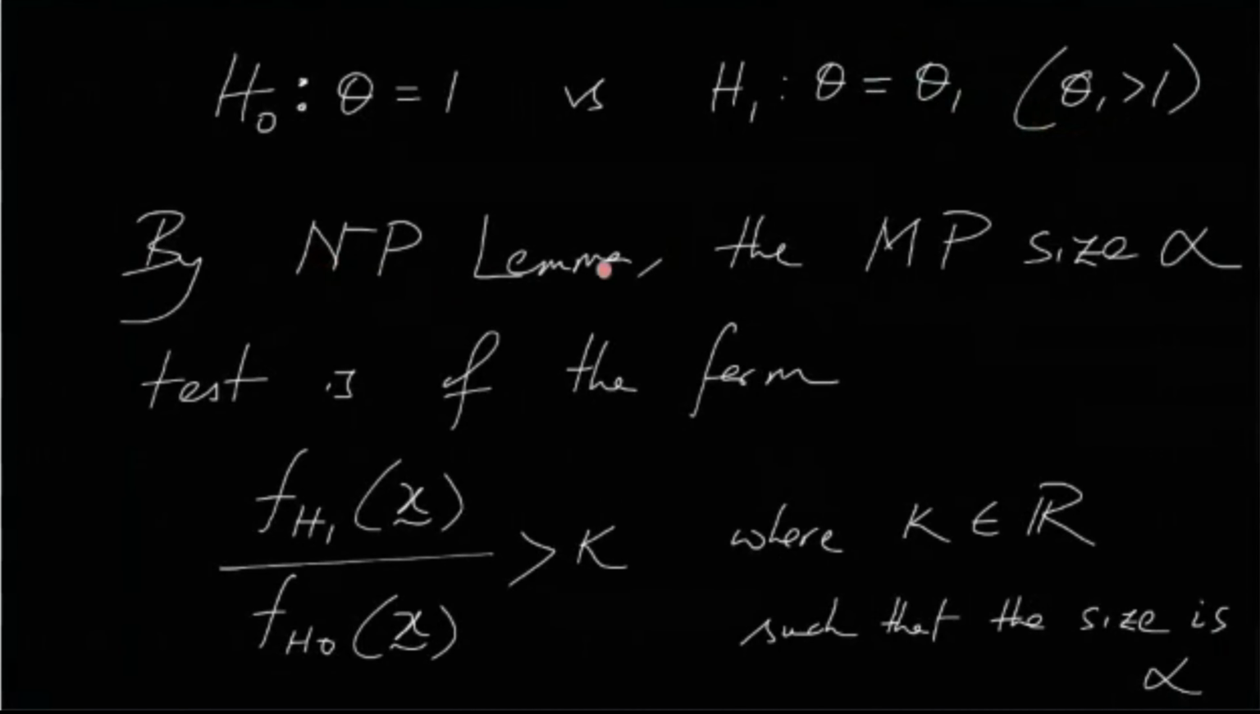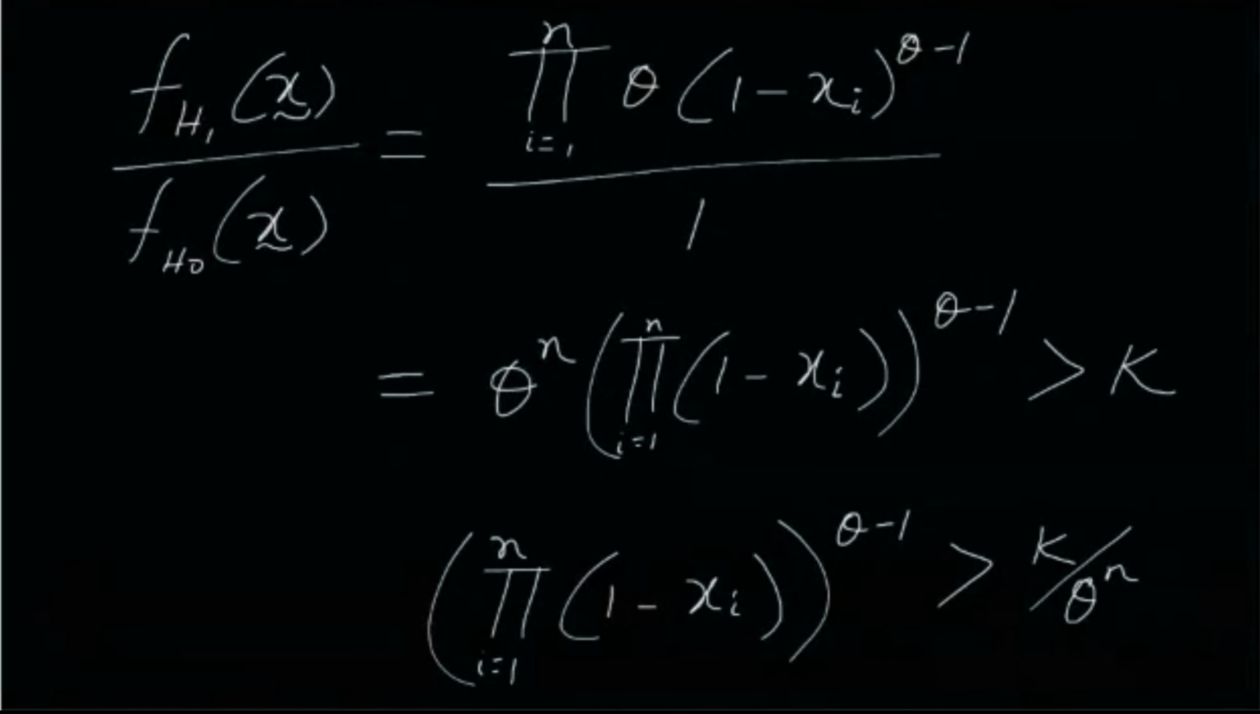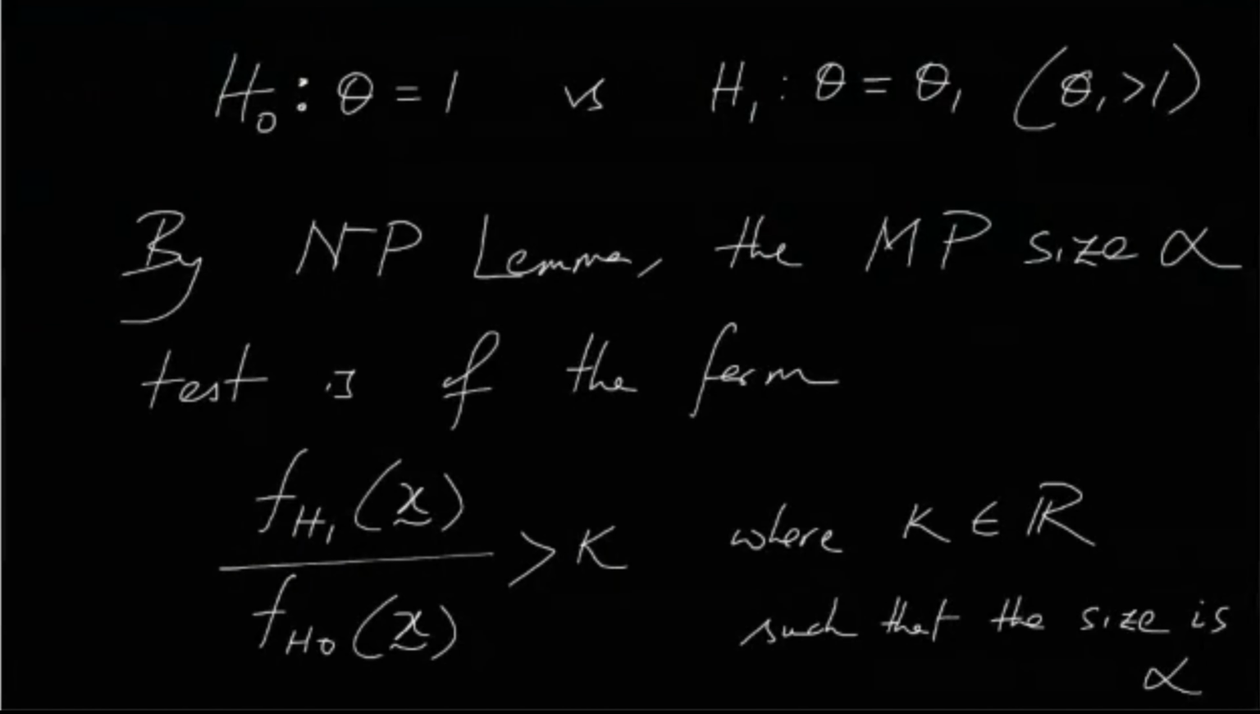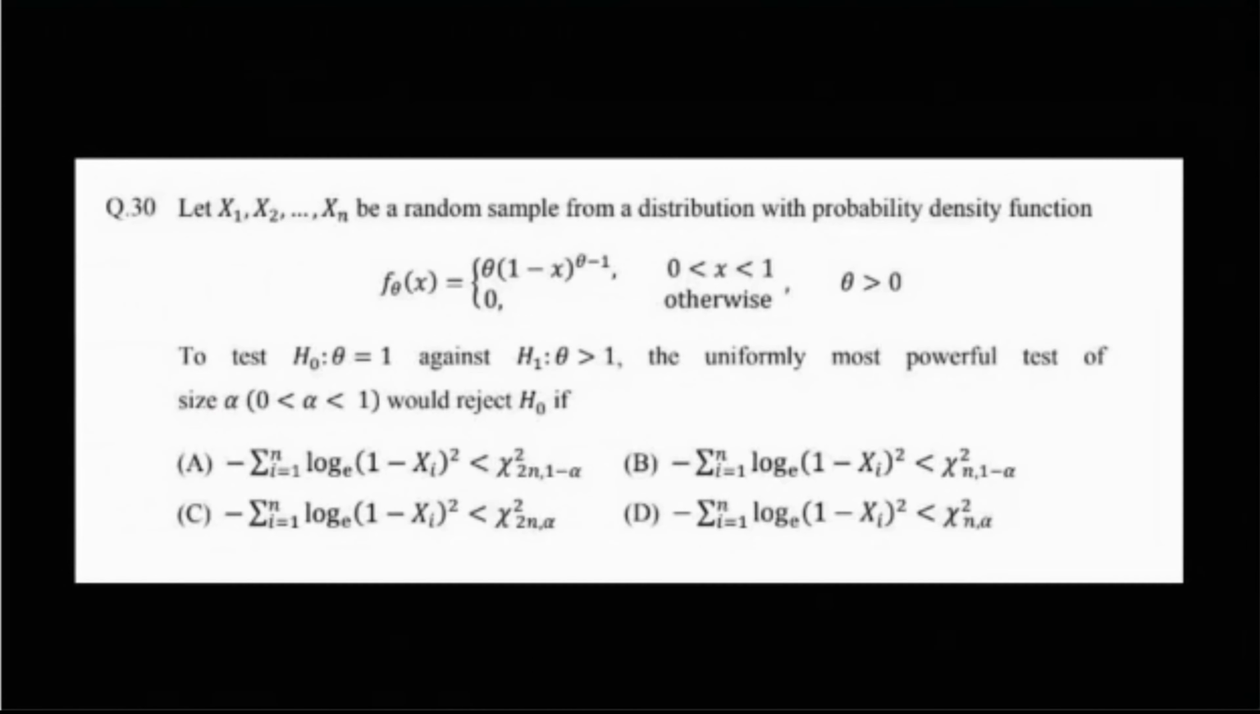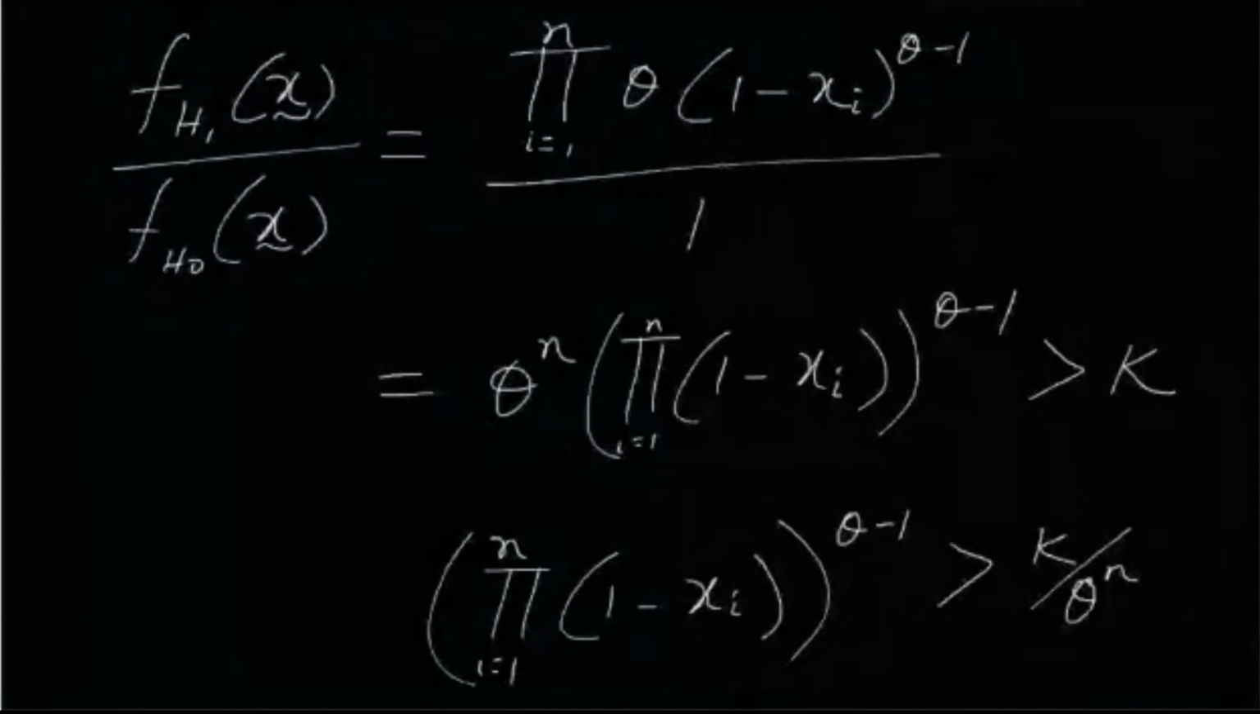Now by the Neyman-Pearson lemma, the most powerful size alpha test is of the form: the joint PDF of the random sample under H1 divided by the joint PDF under H0 is greater than k, where k is a real number such that the size is alpha, right? Here, under H1, this is the product of the individual PDFs, because the sample is IID, so the joint PDF is nothing but the product of the individual marginal PDFs.